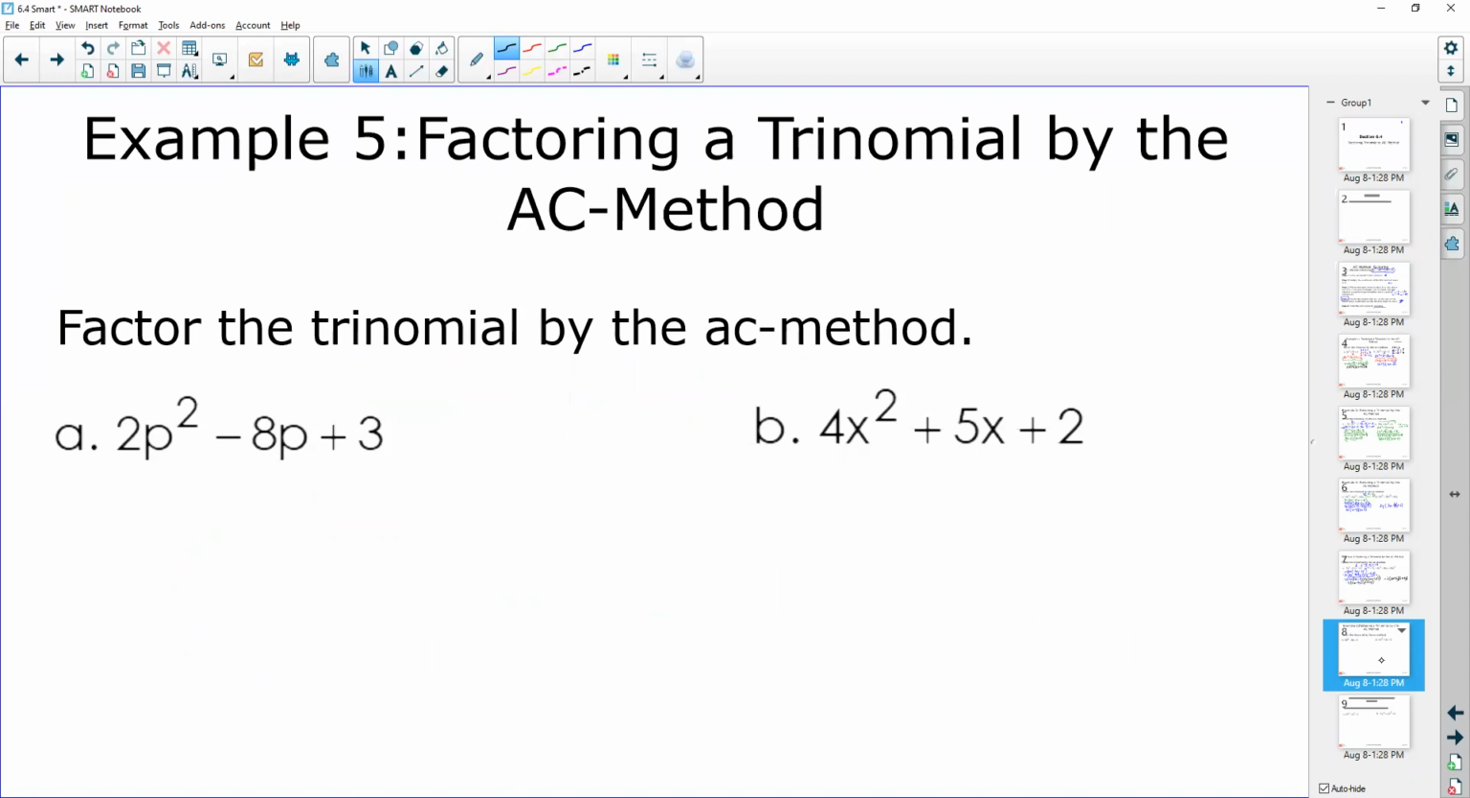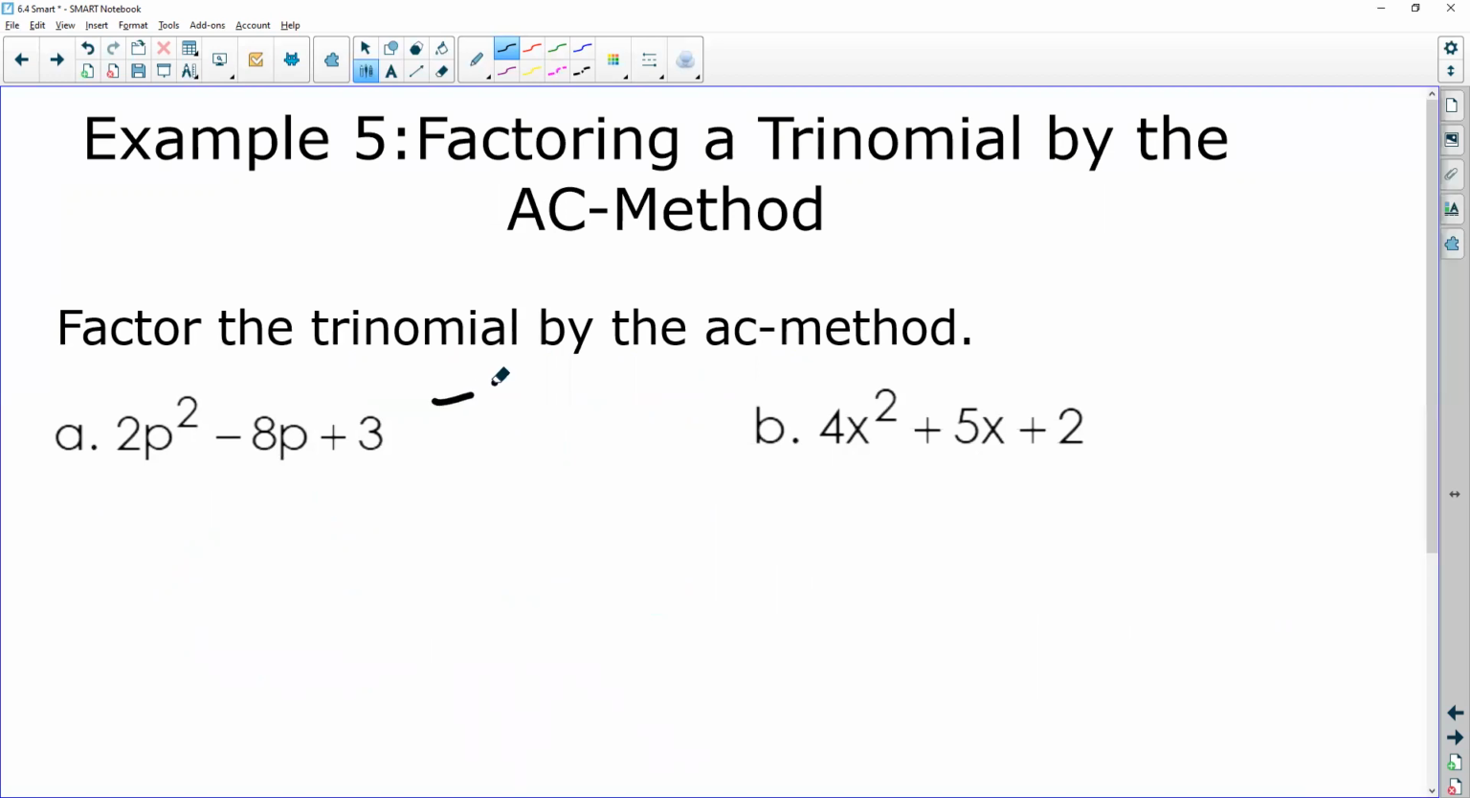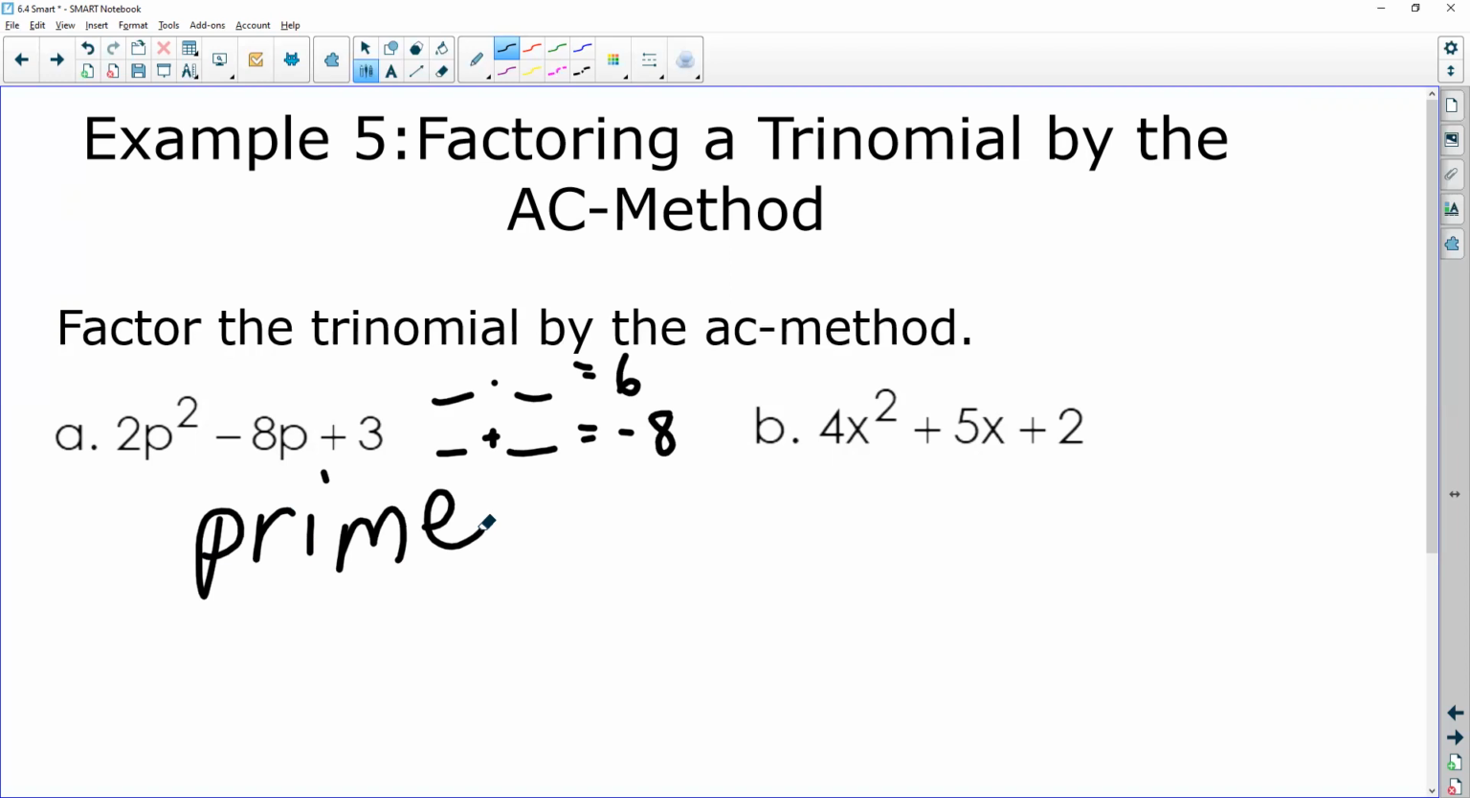So let's see here. I'm going to do what I've been doing with the AC method. I don't see any common terms. It looks like it's in standard form. All right, so I'm going to multiply 2 numbers and get 6, because 2 times 3 is 6. And I'm going to add them and get negative 8. Let's see. I can multiply 2 times 3 and get 6. I can multiply 6 and 1, you get 7. There is no way to multiply to 6 and make negative 8. So what I'm going to write here is that this is prime. It's not factorable. It's done the way it is.